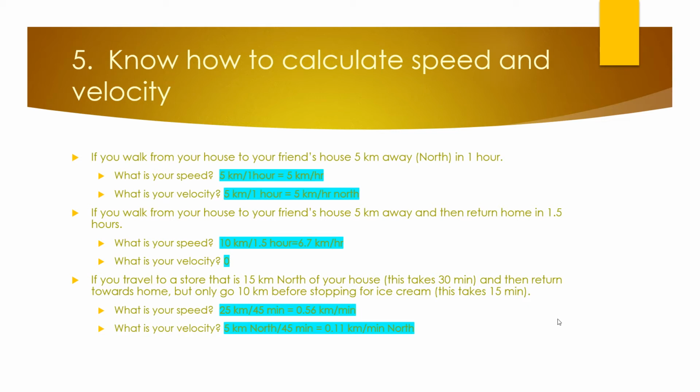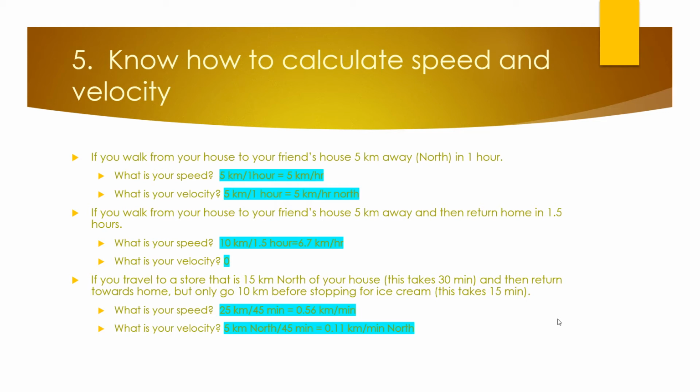If you walk from your house to your friend's house 5 kilometers away and then return home in 1.5 hours, what is your speed? It's distance divided by time, so that's 10 kilometers divided by 1.5 hours. You get 6.7 kilometers per hour. What is your velocity? Displacement divided by time. Your displacement is 0, so your velocity is 0.